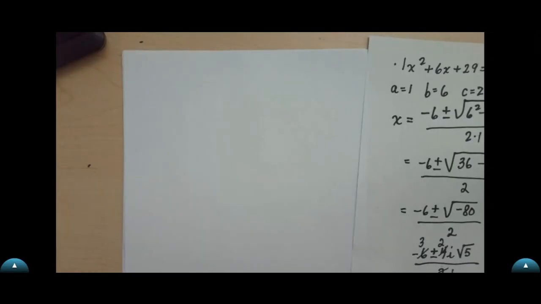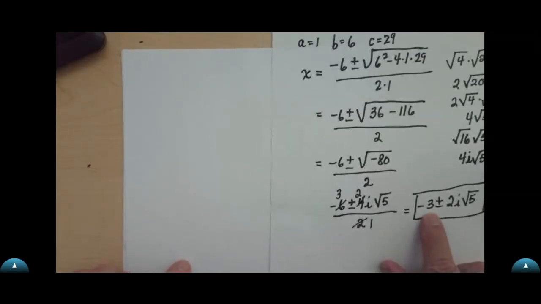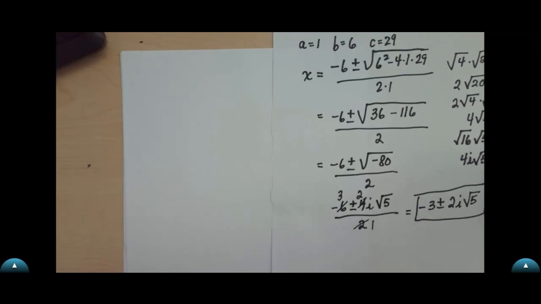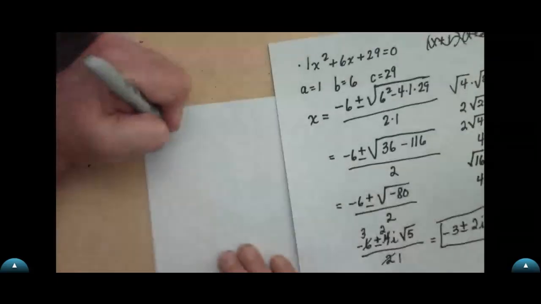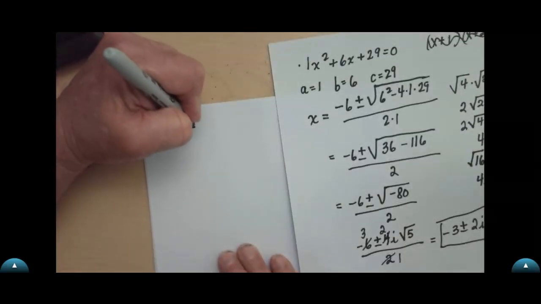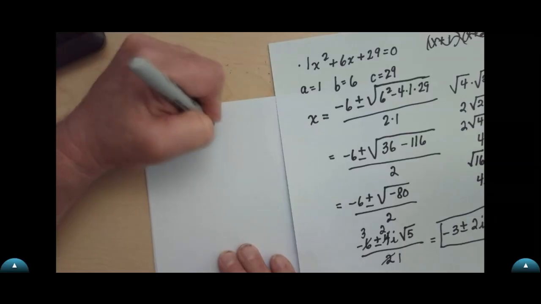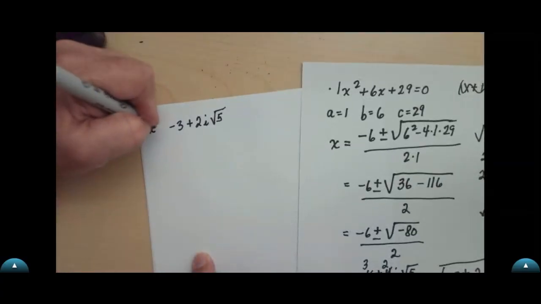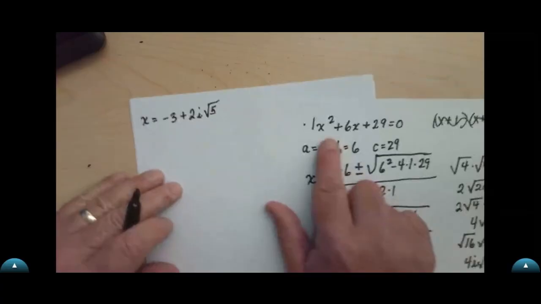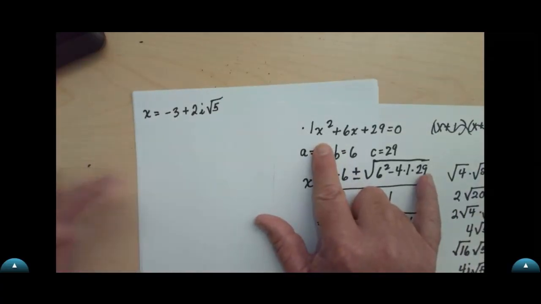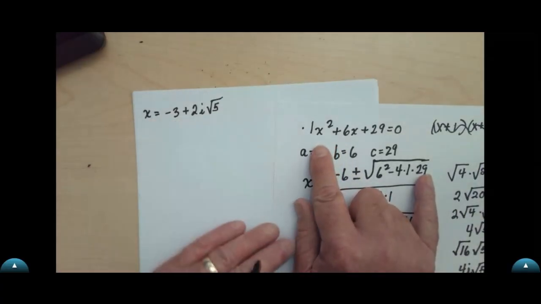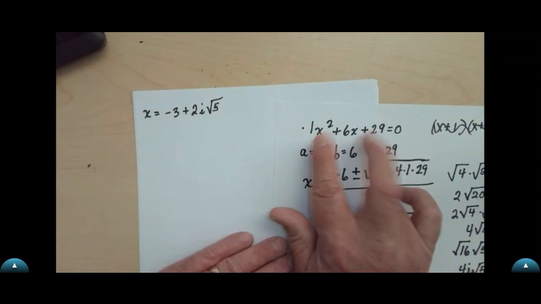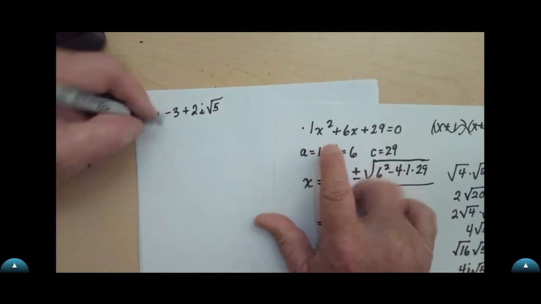So let's try it. We'll try negative 3 plus 2i times the square root of 5. So that's one of the numbers that we claim is a solution. Of course, the other one's negative 3 minus 2i times the square root of 5. We'll check this value of x just to see if it really does make this equation true. So obviously, I'm going to plug negative 3 plus 2i times the square root of 5 in place of x here and here. So let me do that.